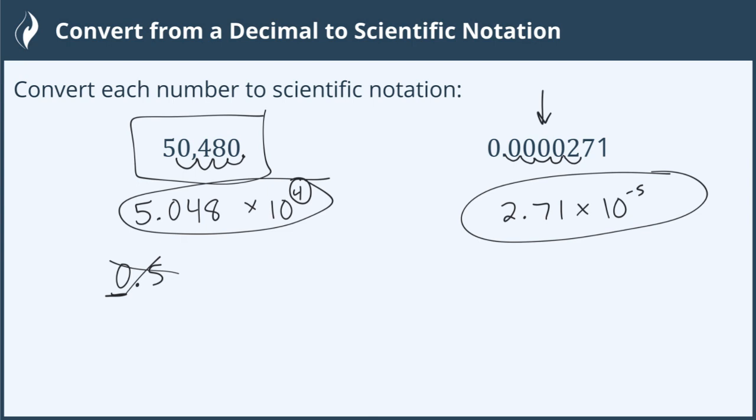So what I like to think of is when we're dealing with a positive number, then we're dealing with a number right here that is bigger. When we're dealing with a negative exponent here, we're dealing with a number that's actually smaller than 2.71. So again, just remember, in front of the decimal, this number right here has to be 1 through 9. It cannot be 0, and it cannot be more than one digit.